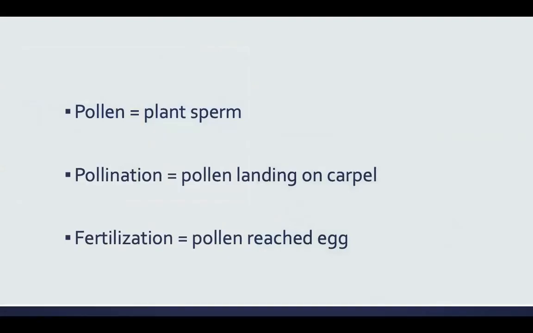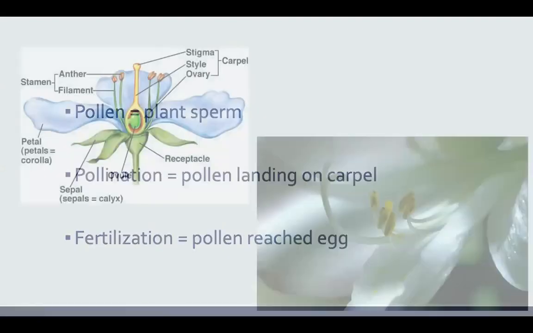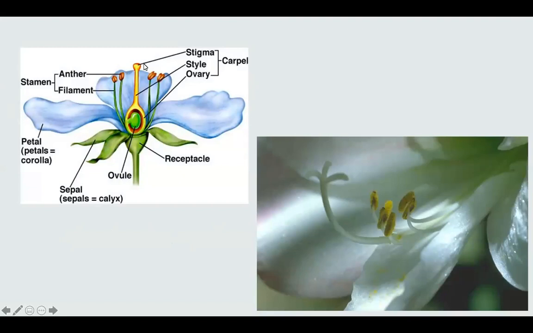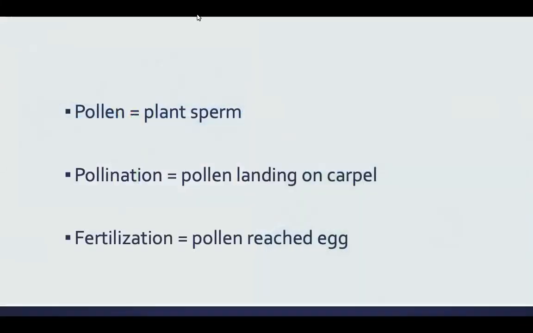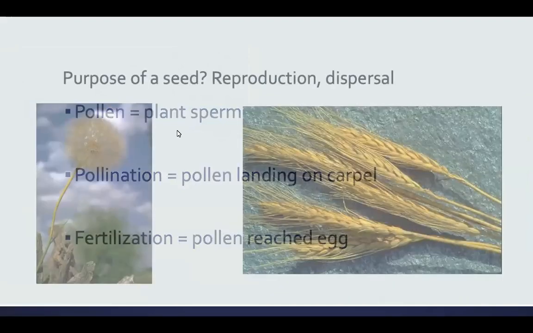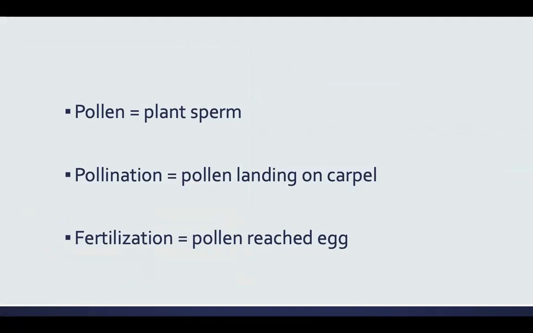The pollen itself is the plant sperm. So the pollen will be found along the stigma and anthers. And that's what any sort of insect, whether it's the butterfly or the bee, will pick up and then transport. So the pollen is plant sperm. Pollination is pollen landing on the carpel, which is again any part of the stigma, style, or ovary. And fertilization is when pollen actually reaches the egg.